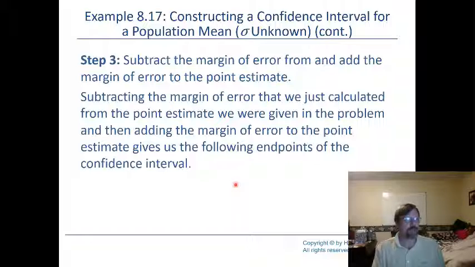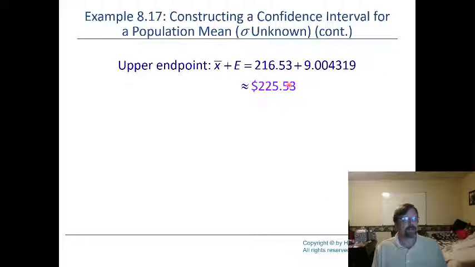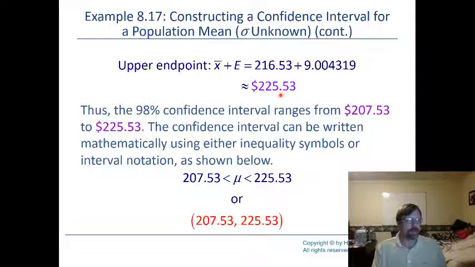We add and subtract that from the point estimate to get our confidence interval, right? And our lower endpoint, there's our sample mean minus the margin of error gives us 207.53, and plus the margin of error gives us 225.53. And again, we can either write it as an interval or an inequality, either way.